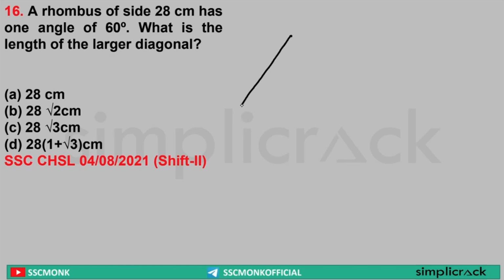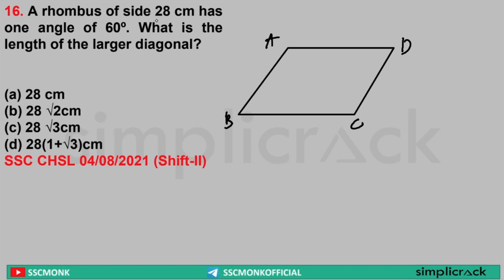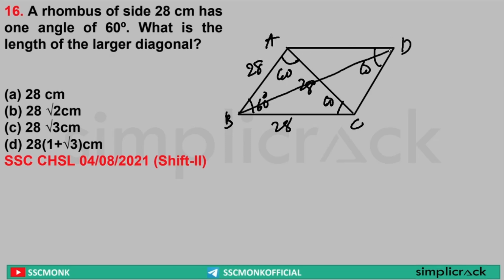So let's say this is a rhombus of side 28 centimeter. One angle is 60 degree. Let's say this is 60 degree. So this will be also 60. This will be also 60. That means this is 28. This is 28. This is 28. Clear? So this will be also 60. This will be 60. This will be 60. That means this side will be what? So this is 28, this will be 14.